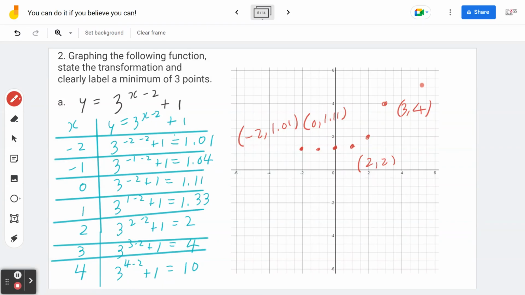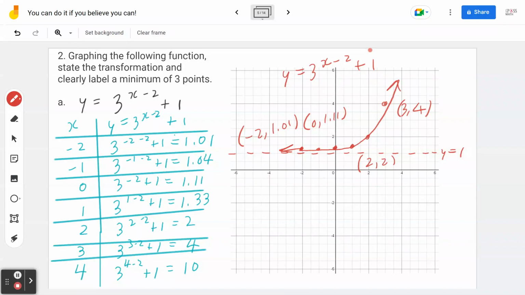Again, the question says minimum 3 points. So notice I didn't label every point. Now, don't forget the horizontal asymptote. And the horizontal asymptote is going to be at y equal to 1. You can connect these points, draw a line, draw 2 arrows, label the function.